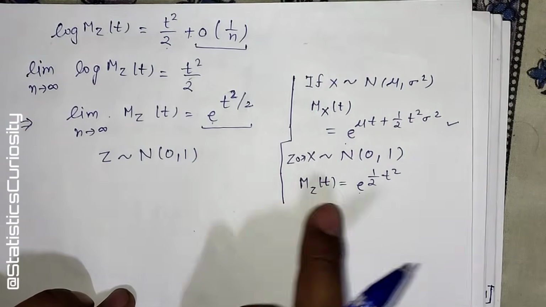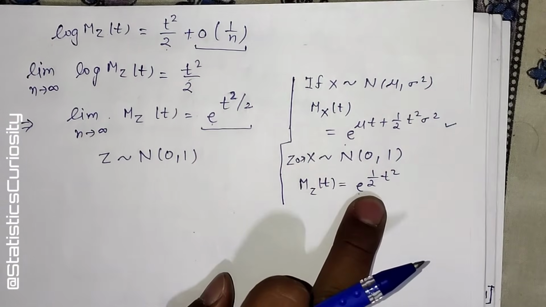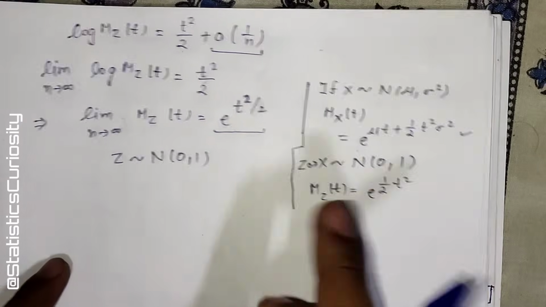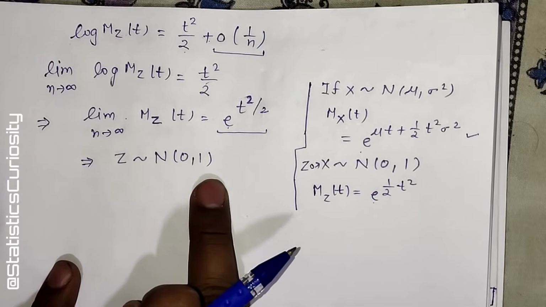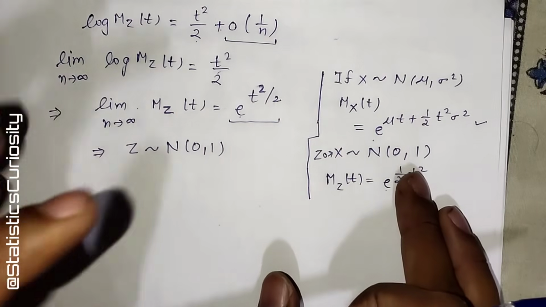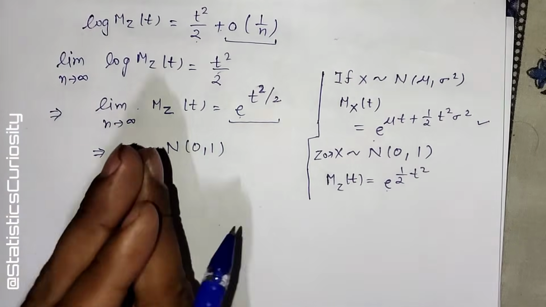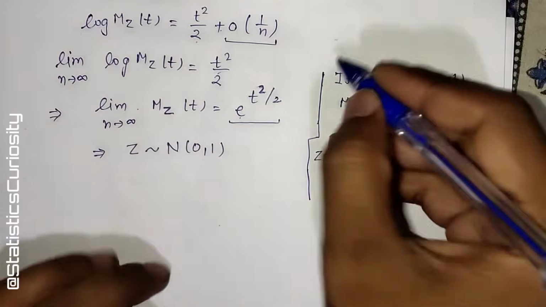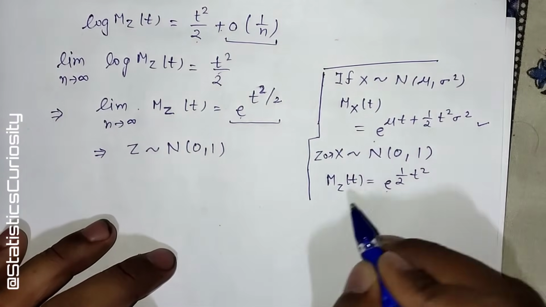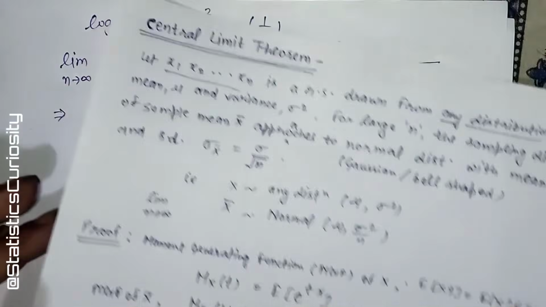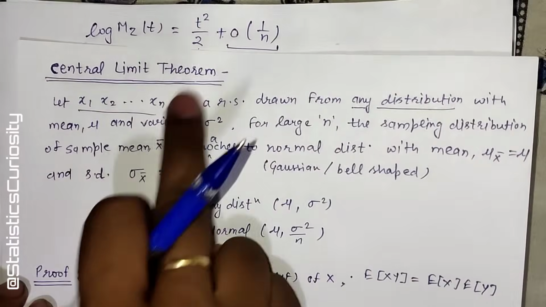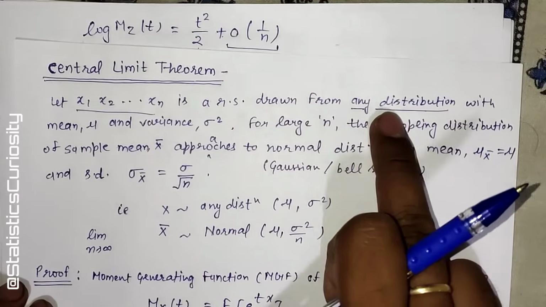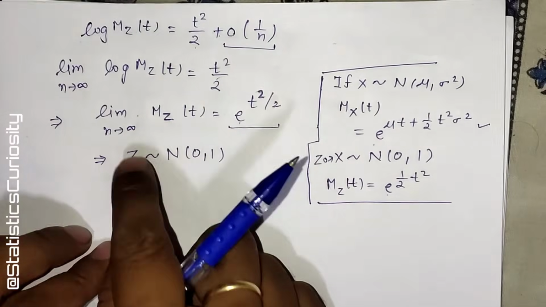We can clearly see this is e raised to the power t square by 2. So we can clearly see that the distribution of z is normal 0, 1. Now as we already know that the distribution of x is unknown to us, this x is only for reference. In the actual theorem's statement, we do not know from where these xi's are obtained. We do not know the distribution. But what we know? We know the distribution of z.